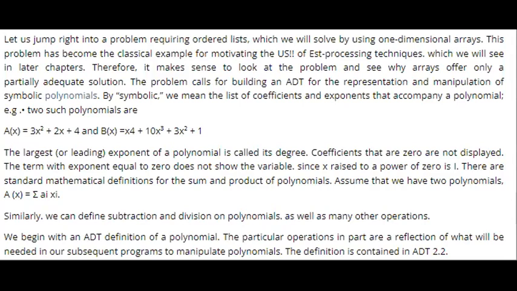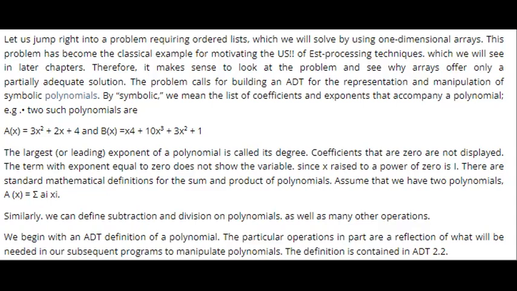Let's discuss a problem requiring an ordered list, which we will solve by using a one-dimensional array. This problem has been a classic example for motivating the use of list processing techniques, which we will see in later chapters. Therefore, it makes sense to look at the problem and see why arrays offer only a practically adequate solution. The problem calls for building an ADT for the representation and manipulation of symbolic polynomials.